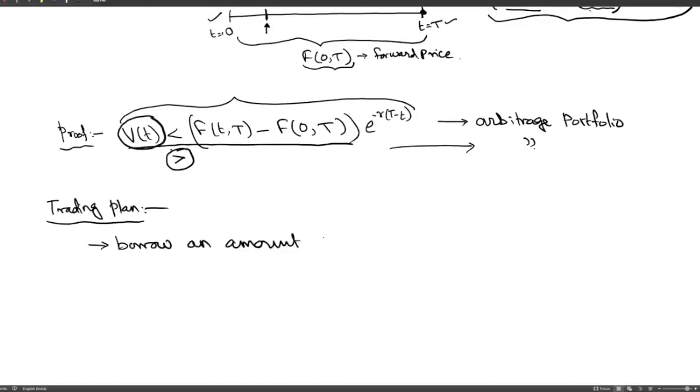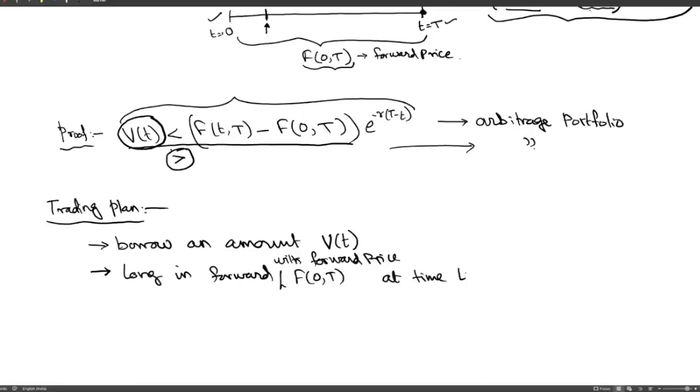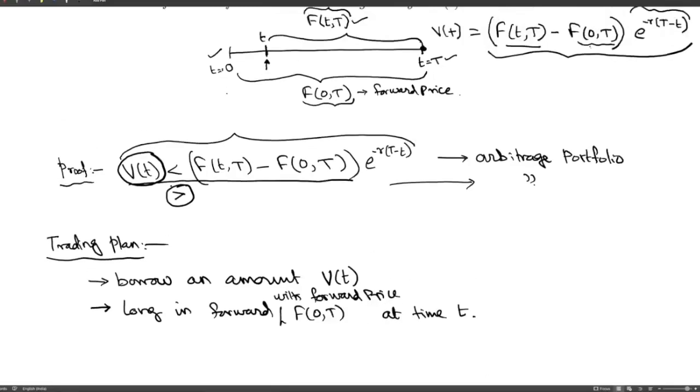So these are mathematical proofs. Don't connect the proofs with reality, though the formulas may be used in real life. So take a long position in the forward. It means take a long position in the forward contract with the forward price F of t and delivery time of course capital T, at time t, not t equal to 0. You are taking this position at this time.